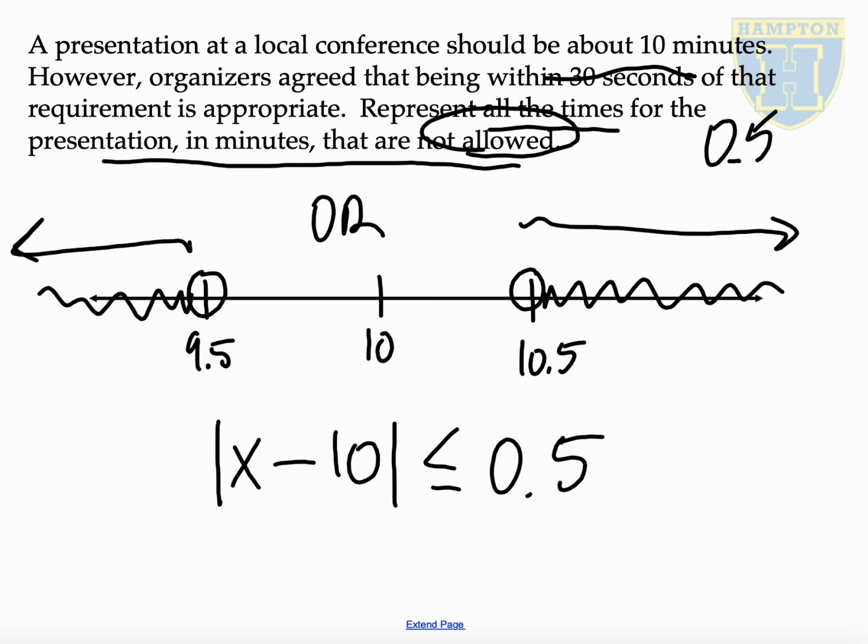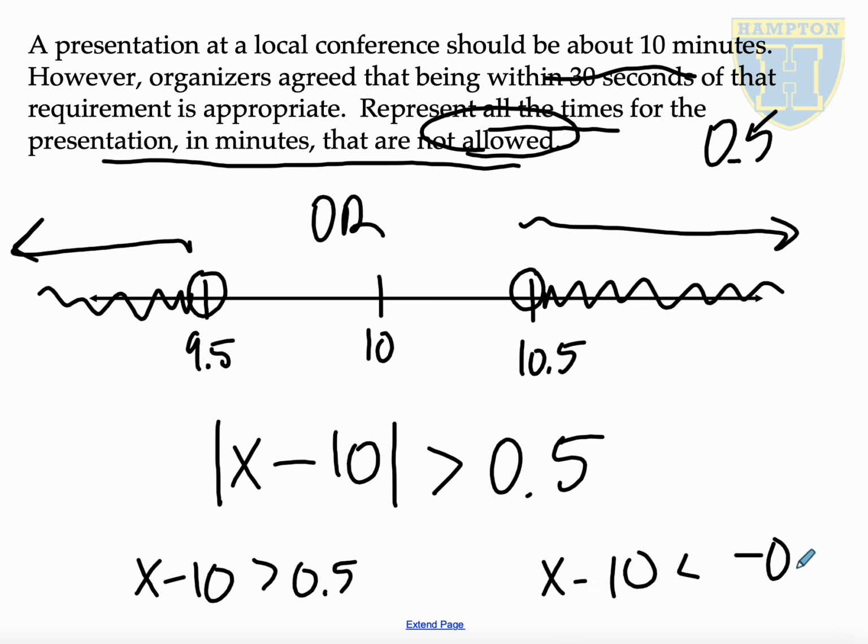Fortunately for us, with the absolute value, it's one minor little change. Let's get that inequality going the other direction. And now if I was to split, you would see how we would get our two solutions and create our two different directions for the compound inequality.